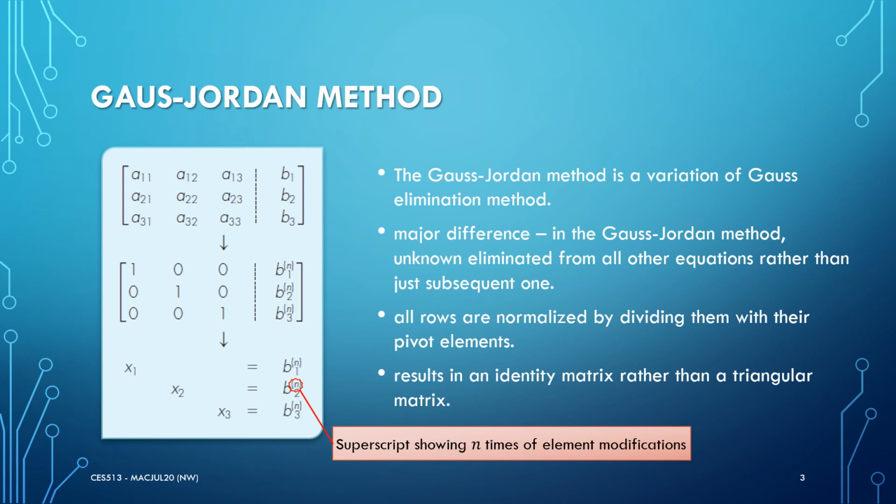The figure shown here is the graphical depiction of the Gauss-Jordan method. As I stated before, this method is actually a variation of the Gauss elimination technique. But the major difference between the Gauss-Jordan method and the Gauss elimination method is that the unknown is eliminated from all other equations rather than just subsequent ones, like the previous method. So all rows are normalized by dividing them with their pivot elements, resulting in an identity matrix as shown here. So what is the identity matrix? It is when you have 1 for all the diagonal values. The subscript n shows n times of element modification.